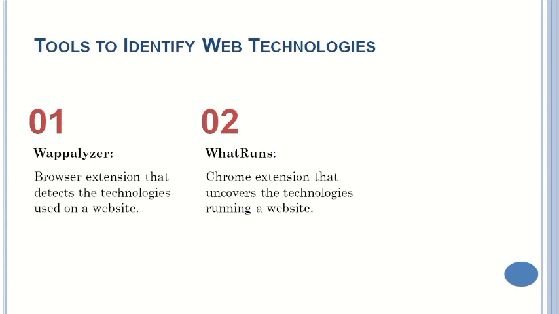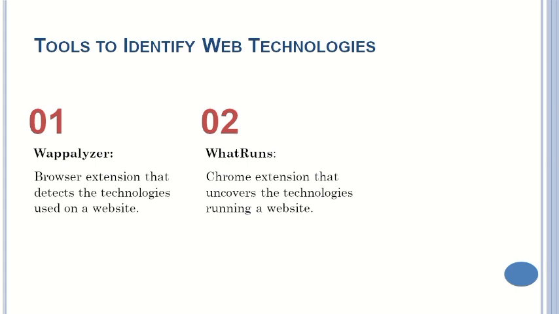WhatRuns. This tool goes beyond just technology detection. This particular one can also reveal plugins and fonts a particular website uses. Just imagine being able to identify which e-commerce platform powers your favorite online store, or the framework behind a particular creative blog. So let's demonstrate with this one also.